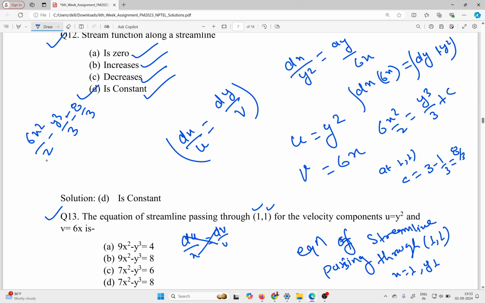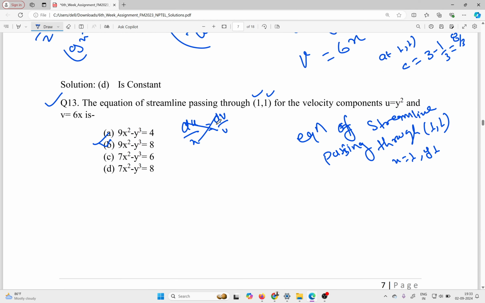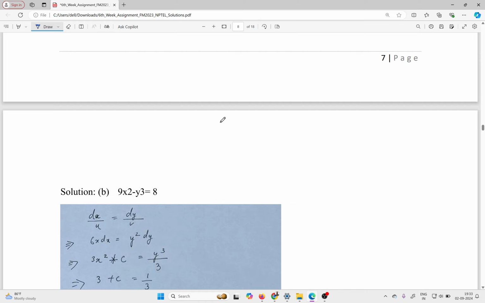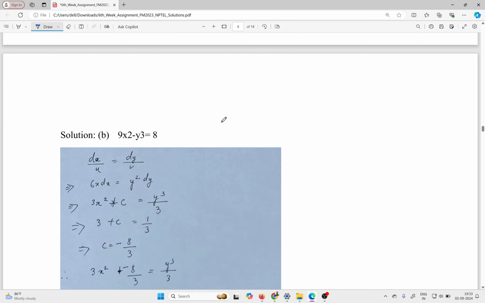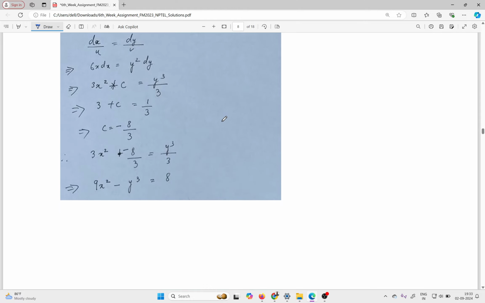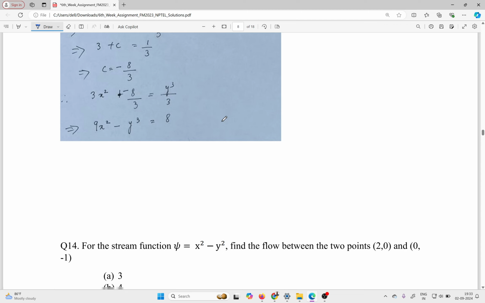So if you multiply by 3, what you will get? You will get here 9x square minus y cube equal to 8. So I think B option should be correct. Let me just check. Yes, your option B will be correct for that. Such type of question I have explained.